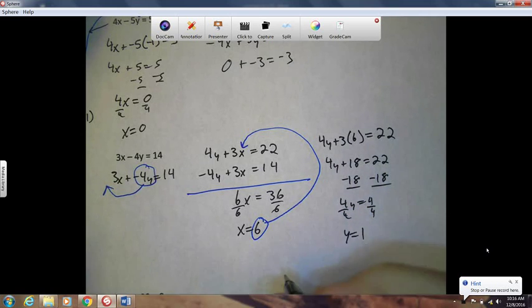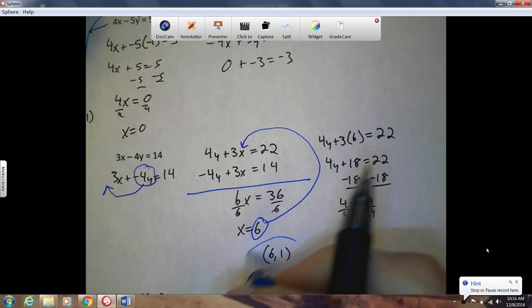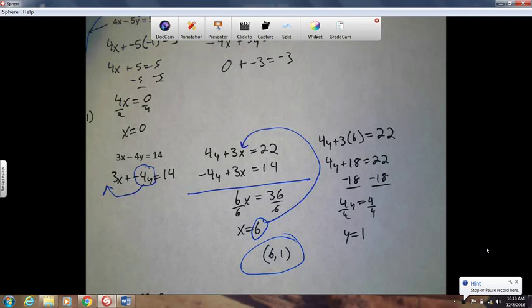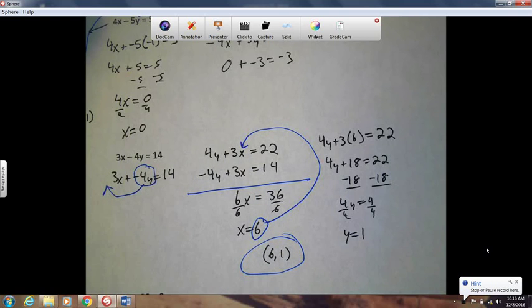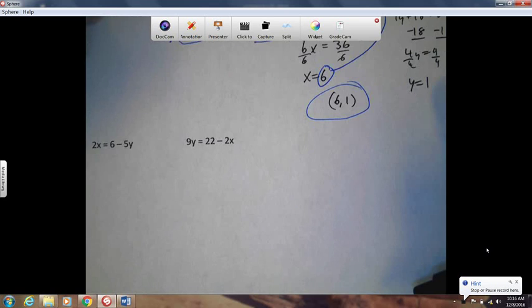So I write my answer as an ordered pair. I can check this by putting x and y into both of the original equations and seeing if it's true. If it is, I most likely got that correct. Okay, I'm going to try one more, because this one involves a little more rearranging. So make sure you do some annotations on this one.